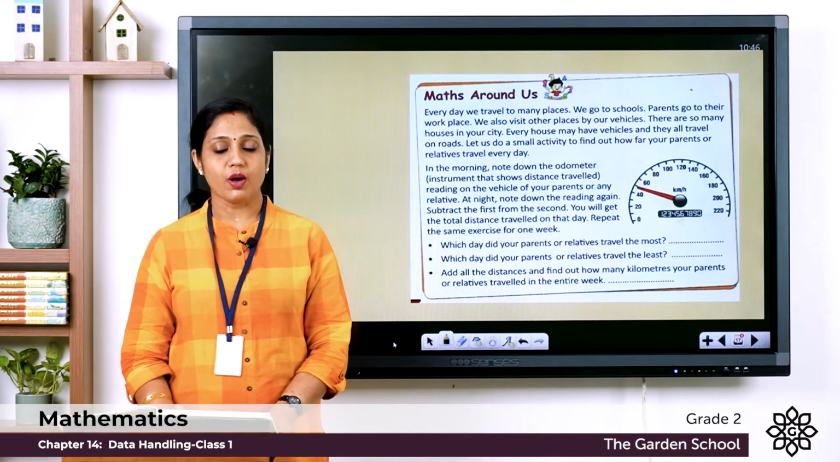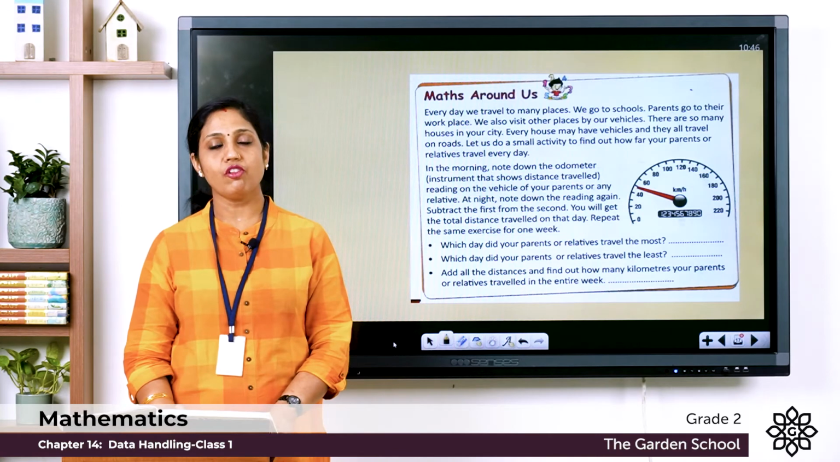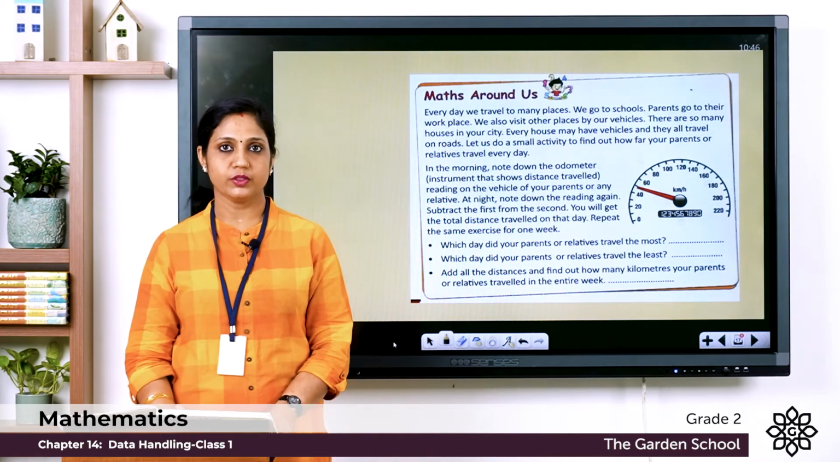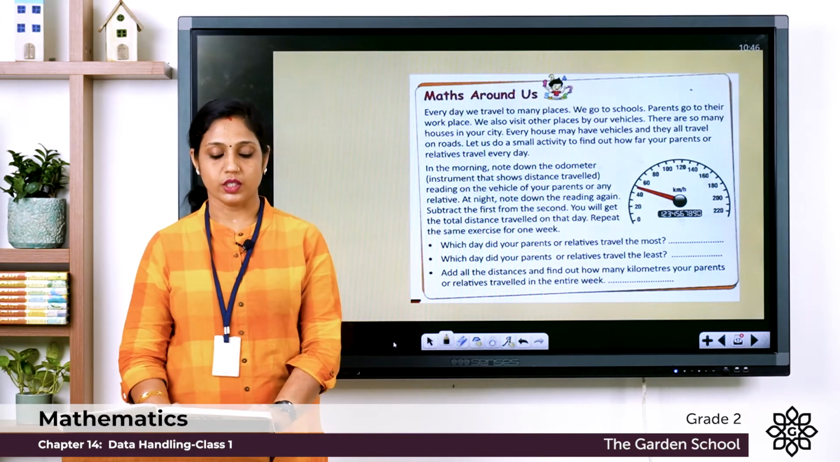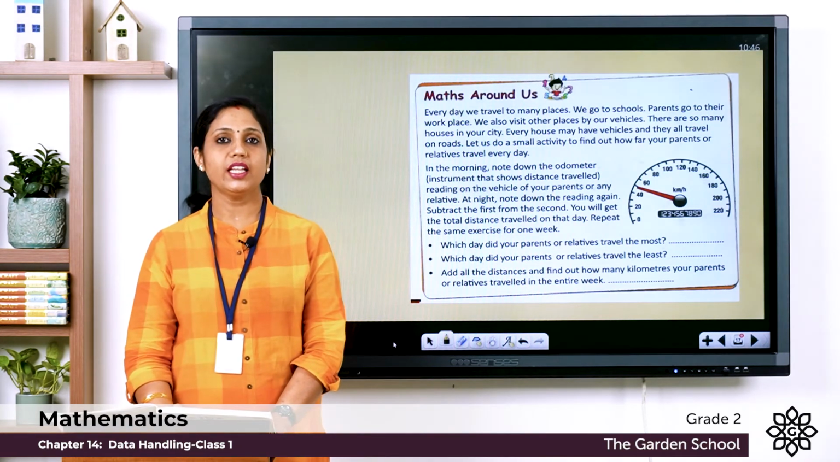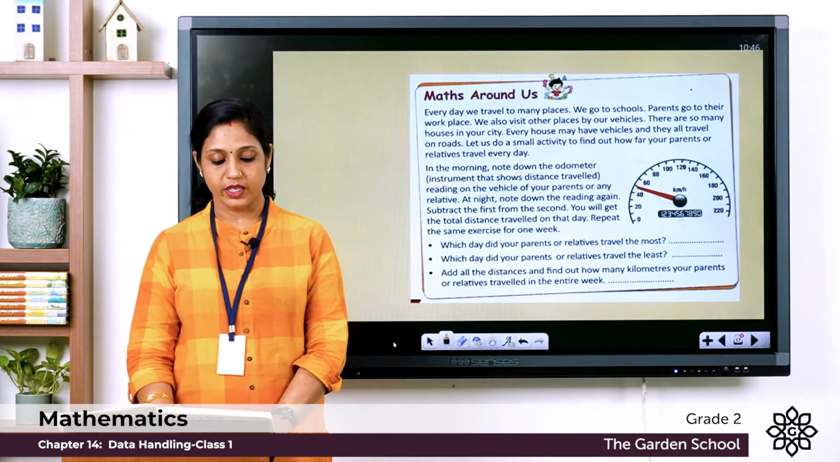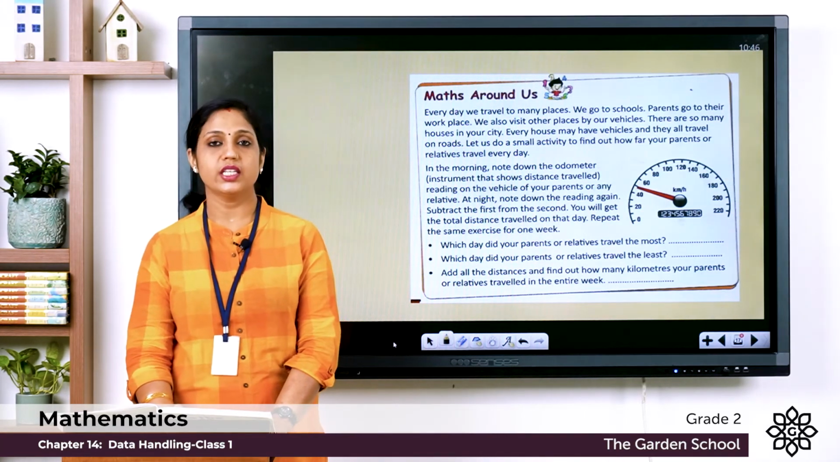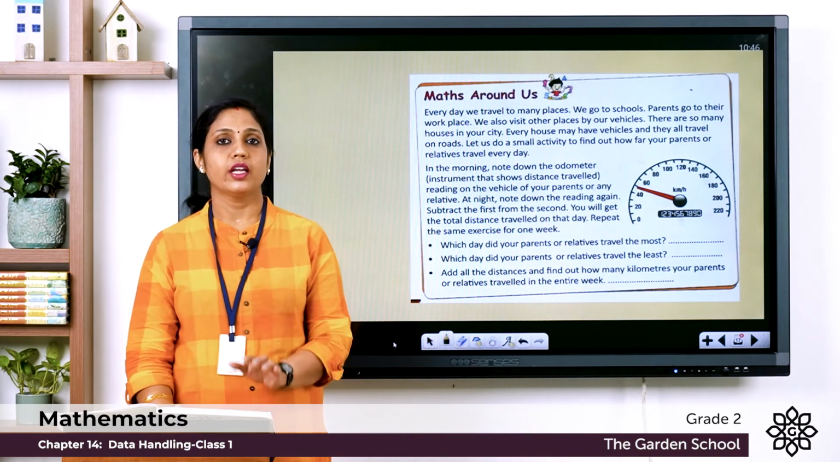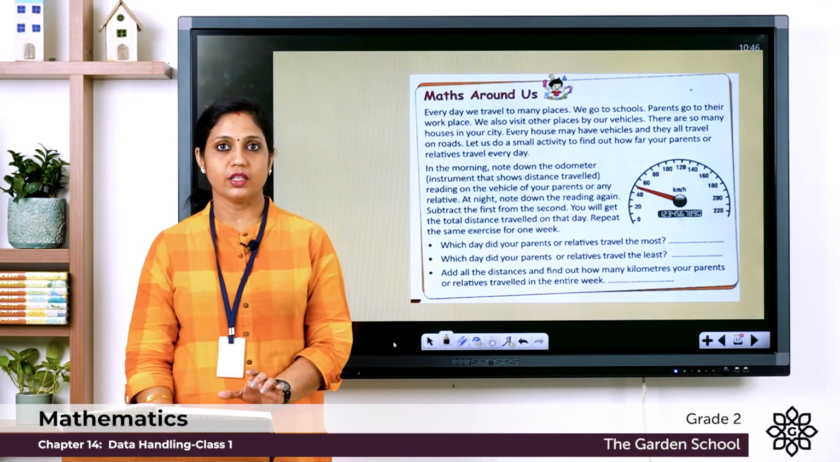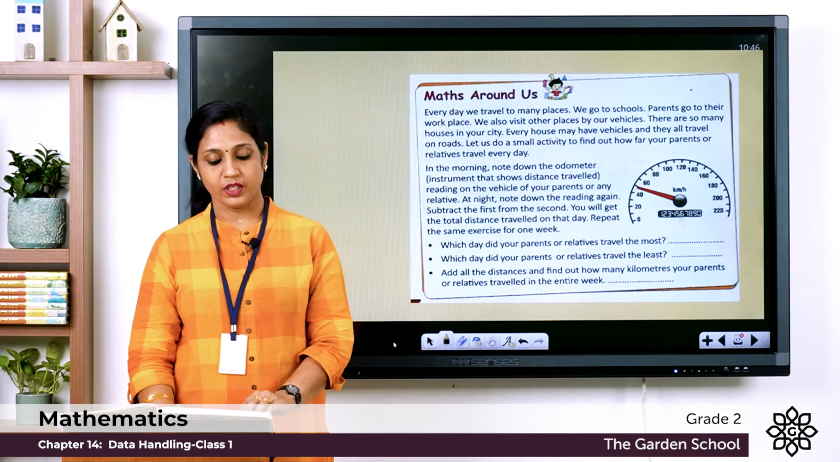Let us do a small activity to find out how far your parents or relatives travel every day. So this is an activity. Let's see what it is. In the morning, note down the odometer. So odometer means the instrument that shows distance traveled. So in every vehicle there is an odometer. So check the odometer first.